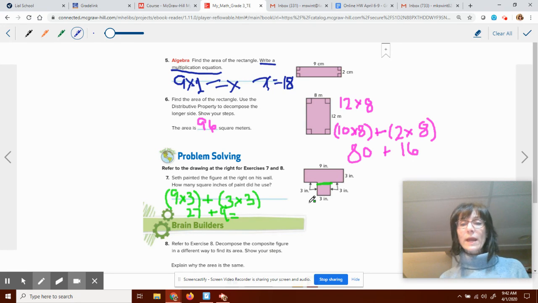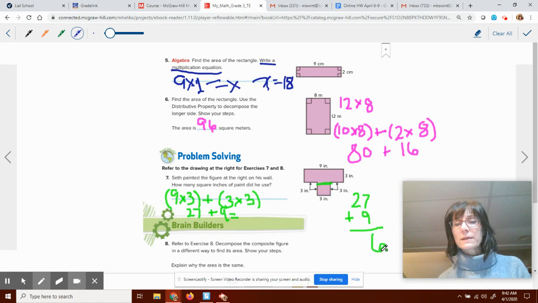You need to add the 2 together. Please add them correctly. If you're not sure, you can always do them vertically. There is nothing wrong with vertical. I know 7 plus 9 is 16. 6, and I would carry the 1. 2 plus 1 is 3.